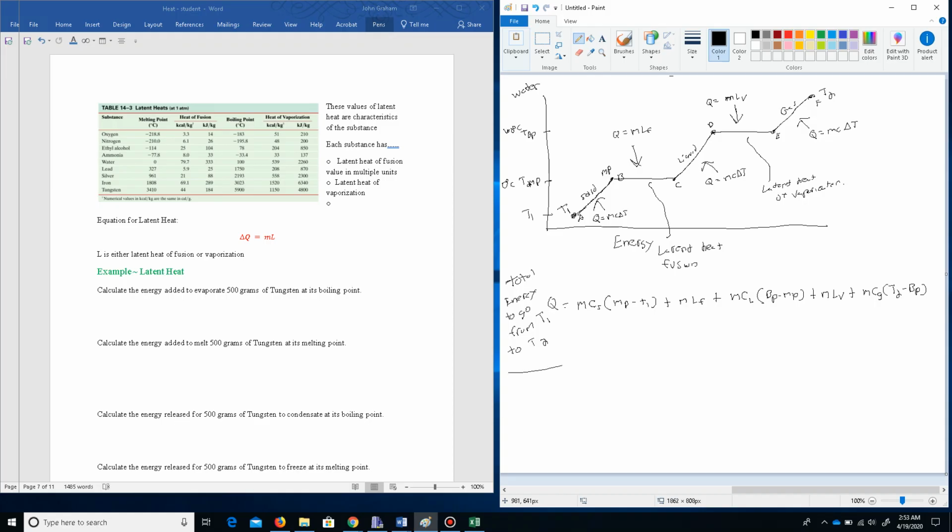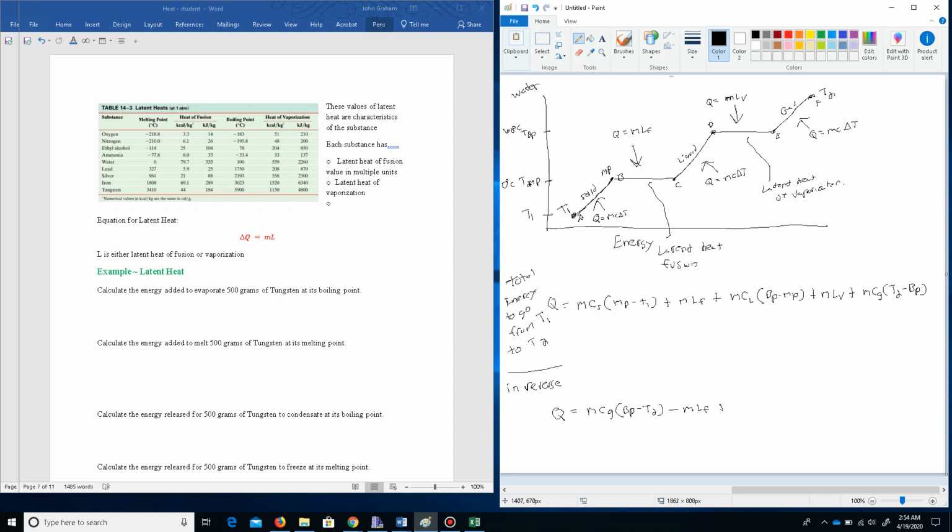Now in reverse, everything pretty much stays the same except we're going backwards. So we're going to start with T2. So this will be mass times the specific heat as a gas, and your final temperature is going to be your boiling point, so it'll be BP minus T2. That's going to make this negative, minus the mass times LF. You can think of this LF as negative, or you're just subtracting it. Right? Or we can do plus LF, but LF would be negative, so I'm just going to put the minus sign there.